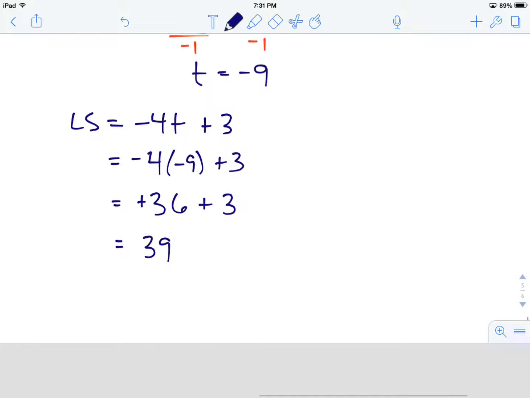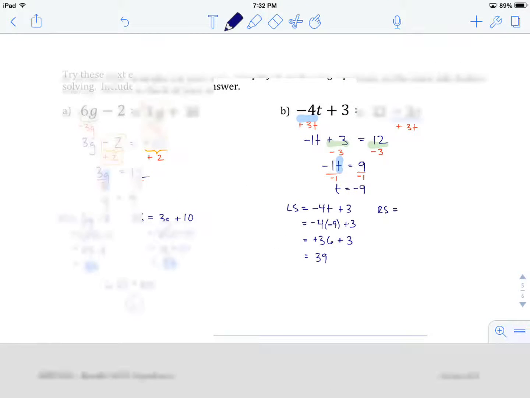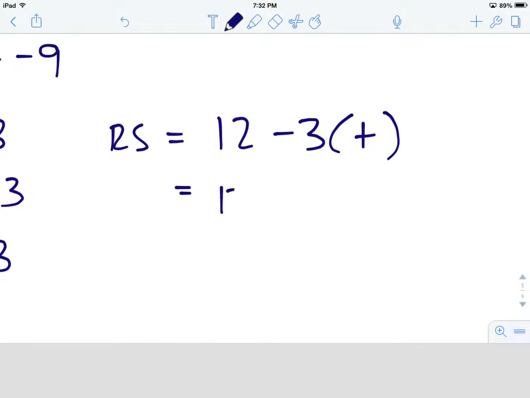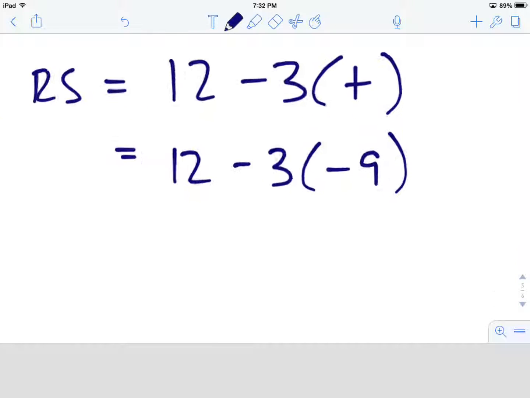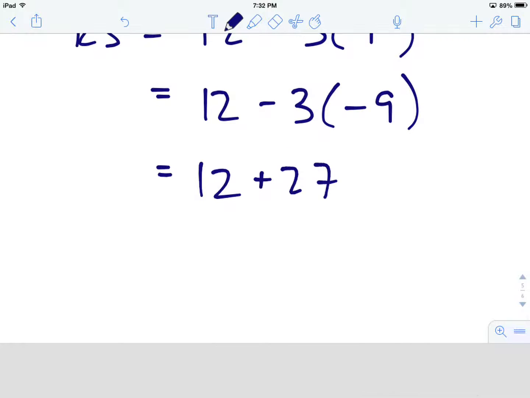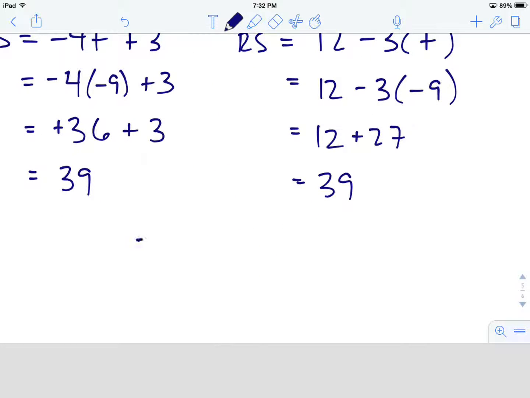Let's check the right side of our equation now. The right side equals 12 minus 3t, and there it is. So we have 12 minus 3 times minus 9, so that is going to give us 12, and then minus 3 times a minus 9 gives us plus 27, and that is going to give us 39. Our left side is equal to our right side, so let's write that out. Therefore, our left side equals right side. Happy face. Lots of good work there.